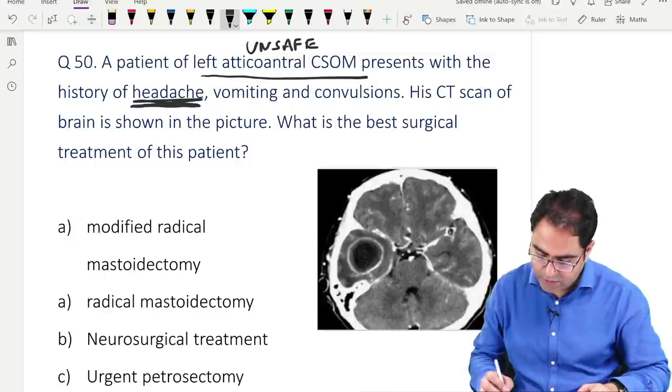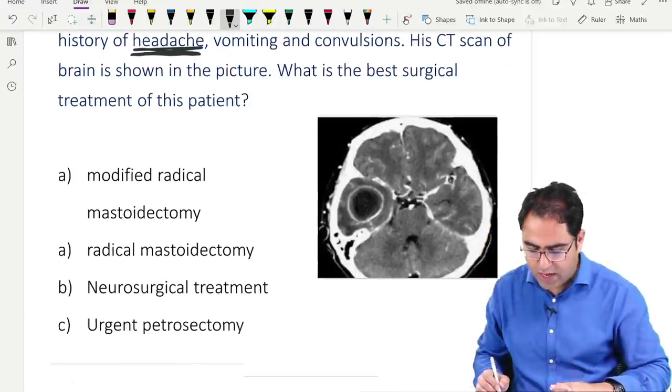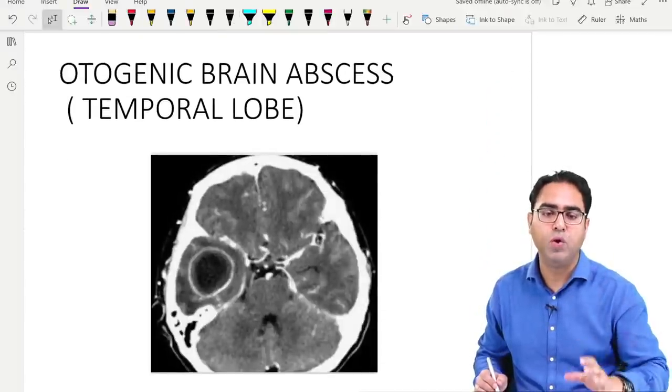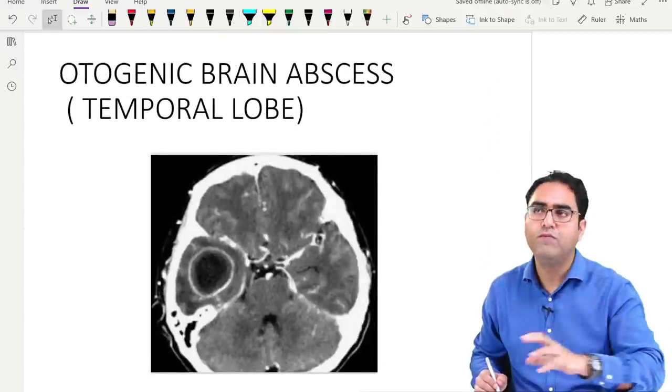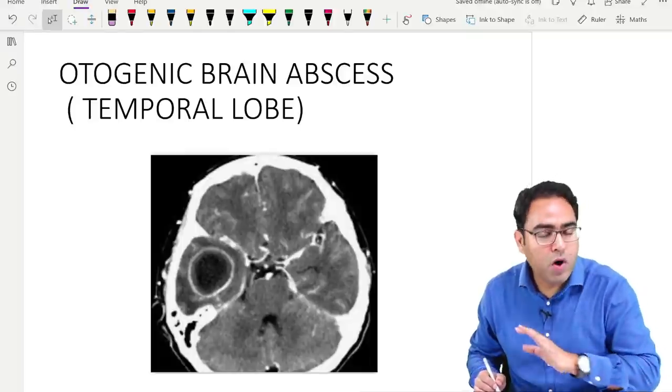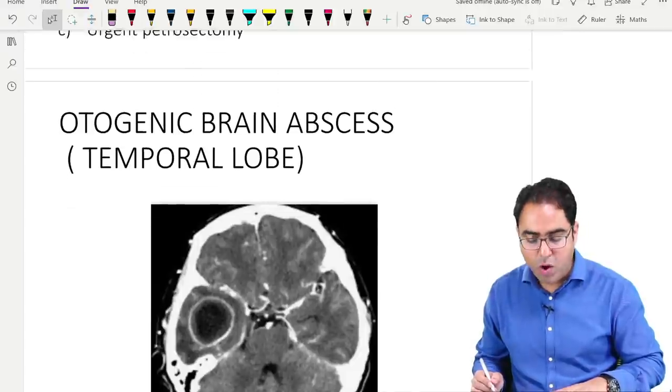The CT scan is given in the picture, and I think it is very obvious. This is a case of otogenic brain abscess in the temporal lobe. The CT scan shows a beautiful, encircled abscess in the temporal lobe. The treatment is not ENT surgery. This is beyond ENT.